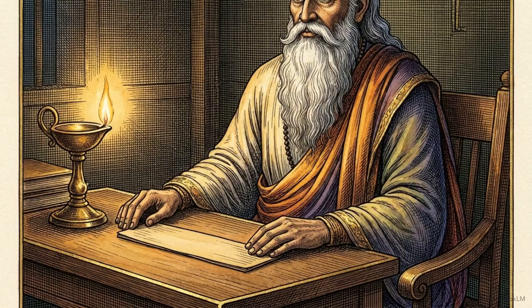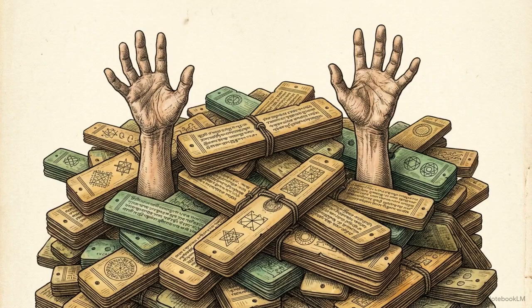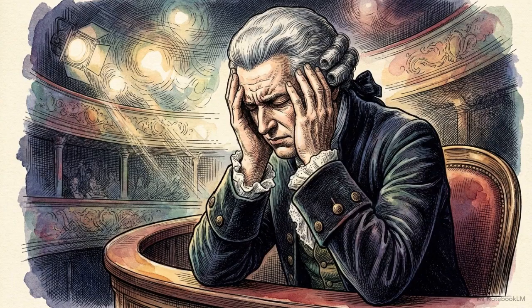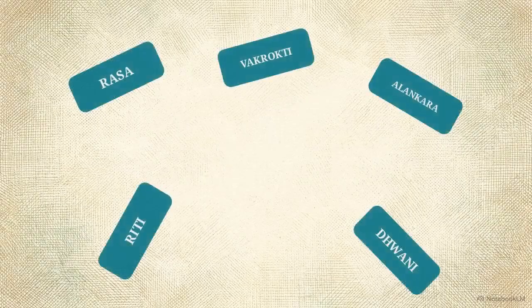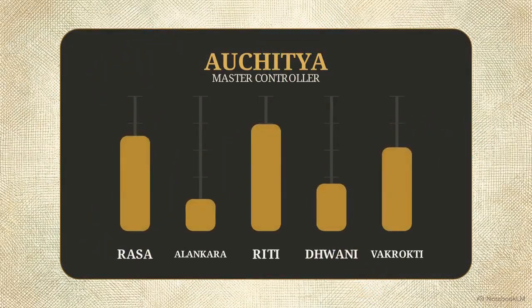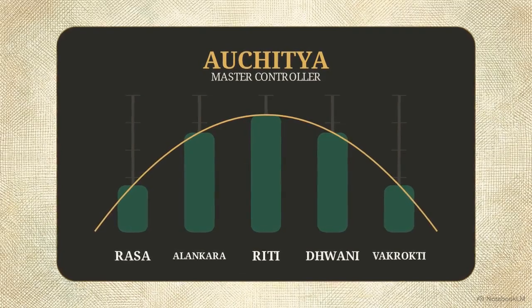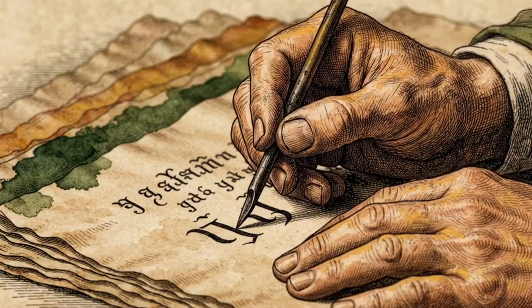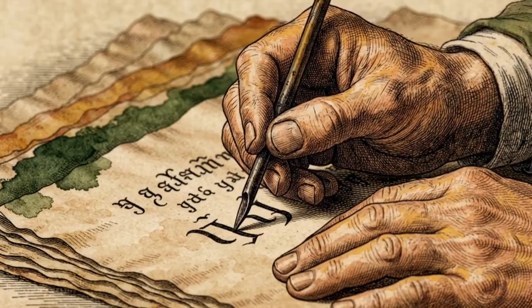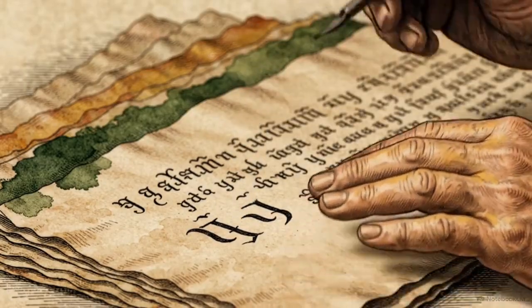If a writer saturates a work with too much emotion, too many metaphors, and constant twists, the meaning is lost in the noise. To prevent this, Kshemendra introduced Auchitya theory. It functions like an equalizer, managing the proportion and appropriateness of every other element. Literary success depends on this discipline of proportion, knowing exactly which tool to use and when to stop using it.